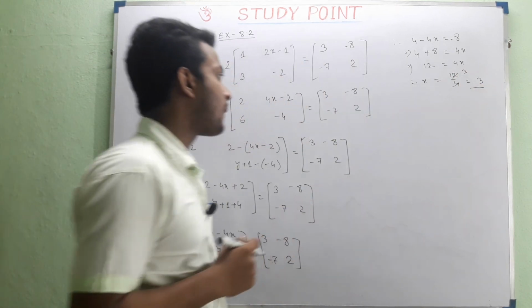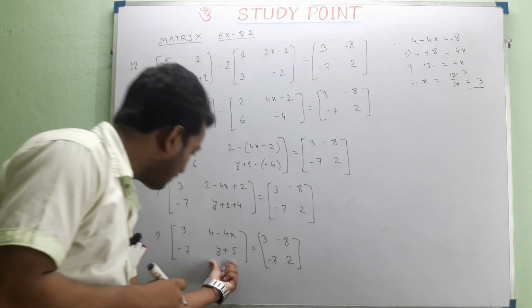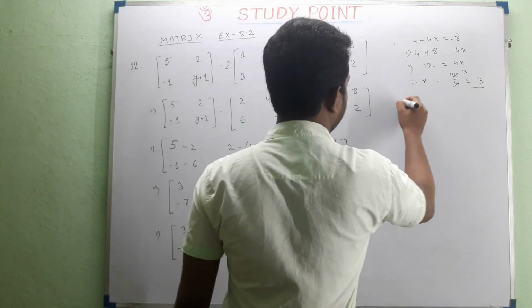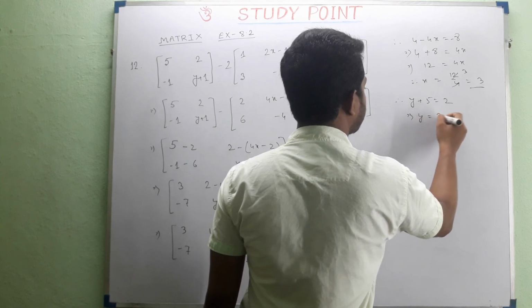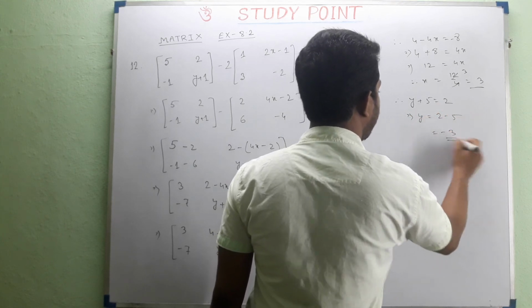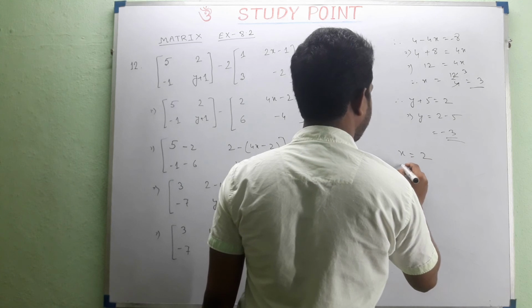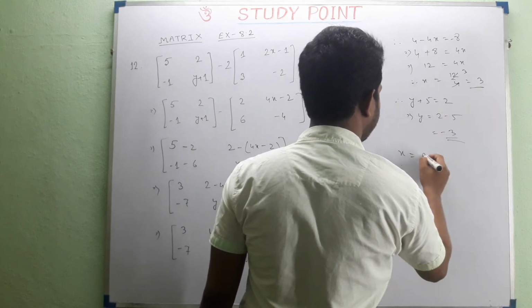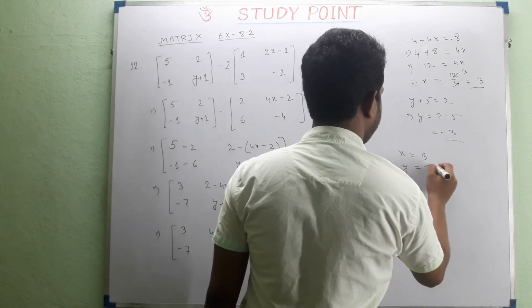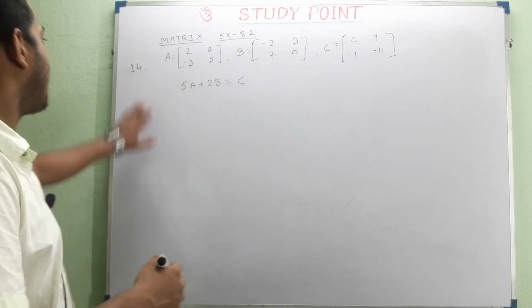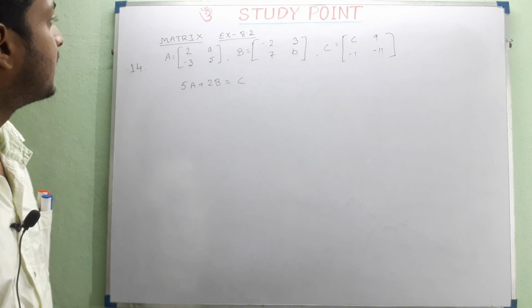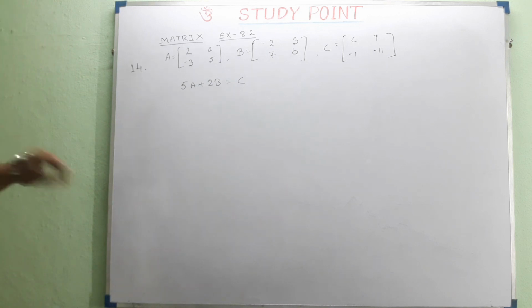So this is the value of x. Now this y plus 5 will be equal to this 2, therefore y plus 5 equals 2, so y equals 2 minus 5, that is minus 3. So the value of x is 3 and y is minus 3. So this is the answer. Now our next and last sum of this exercise 8.2, let's see.